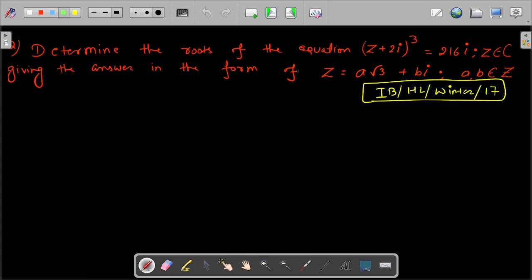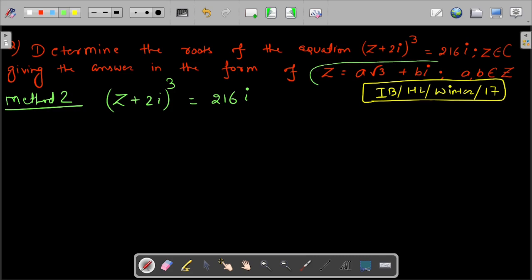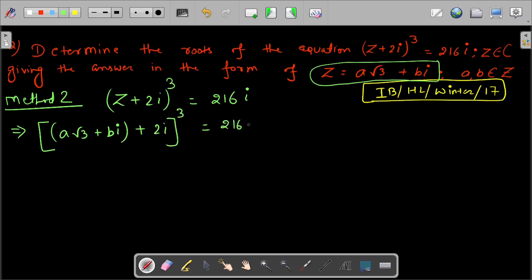So for the next method, this is method 2. The equation is (z + 2i) whole cube = 216i. We are given that z is in the form a√3 + bi, so we can substitute the value of z here. So (a√3 + bi + 2i) whole cube = 216i. Let us rearrange the left hand side into real terms and imaginary terms: (a√3 + (b + 2)i) whole cube = 216i.